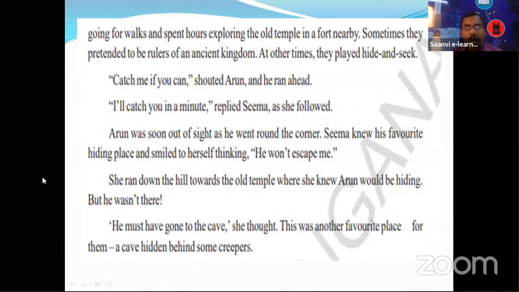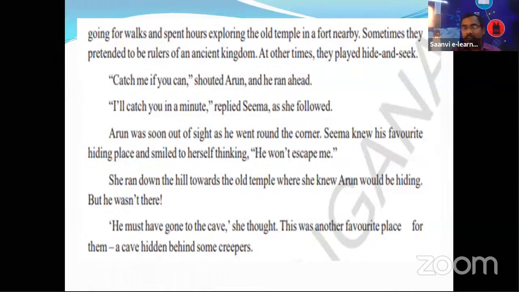So here Arun and Seema, both of them were going to the old temple to play a game, and spend hours exploring, searching the old temple in a fort nearby. There was a fort nearby their house. In that fort, what is there? An old temple. Sometimes they pretended, it means acted, to be rulers of an ancient kingdom.